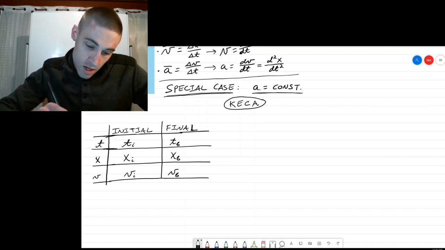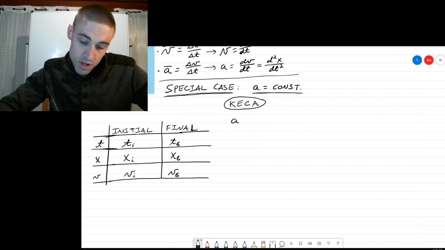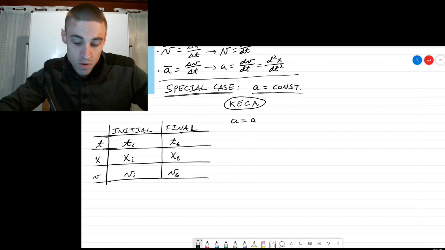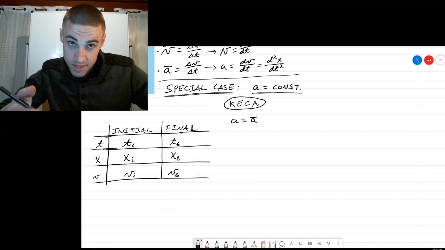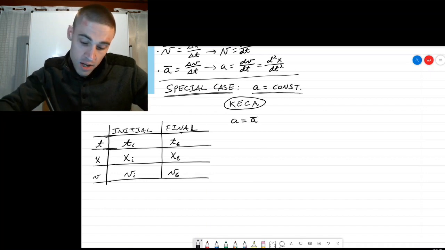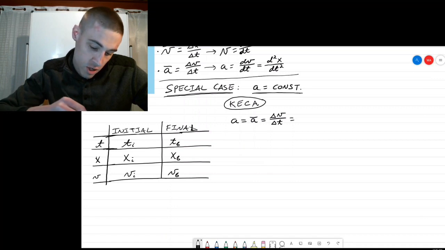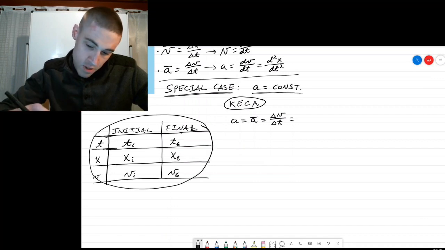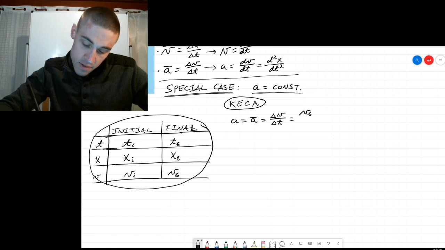So, if acceleration is constant, then that means that the instantaneous acceleration is equal to the average acceleration at every point in time, right? Because it's constant, it doesn't change with time. And the average acceleration is change in velocity over change in time, just by definition. So using the notation that we're going to adopt, this is velocity final minus velocity initial over t final minus t initial.